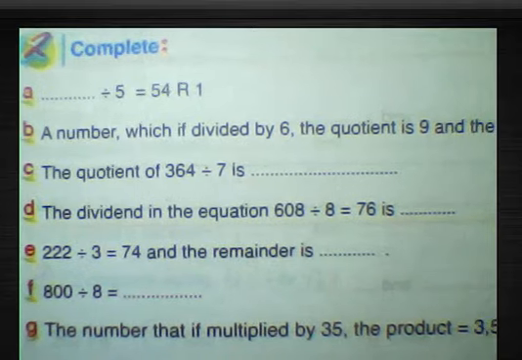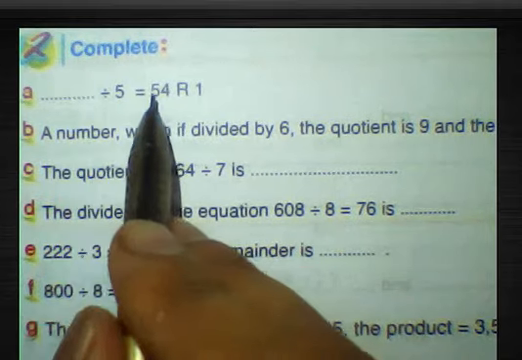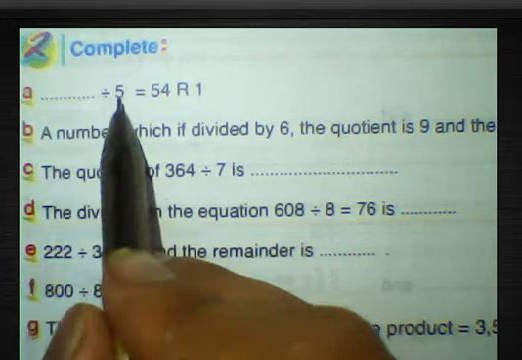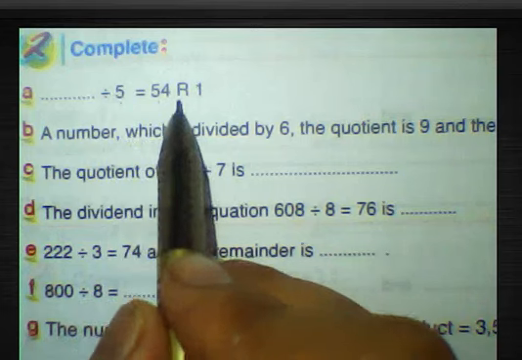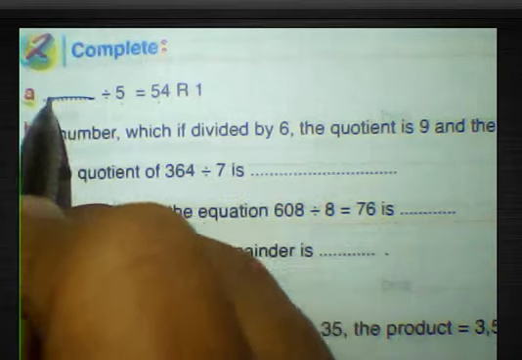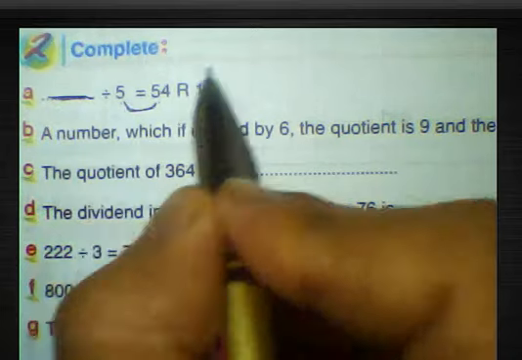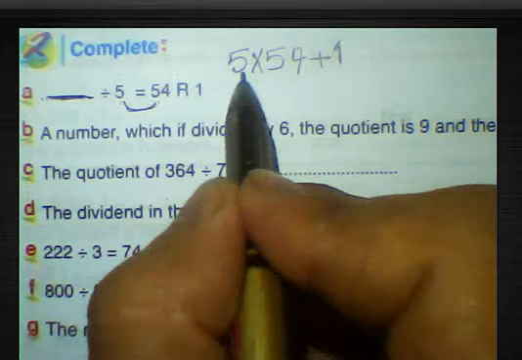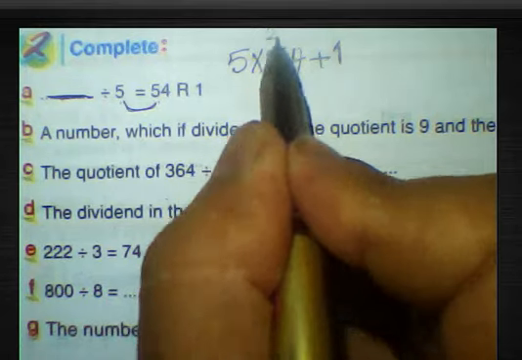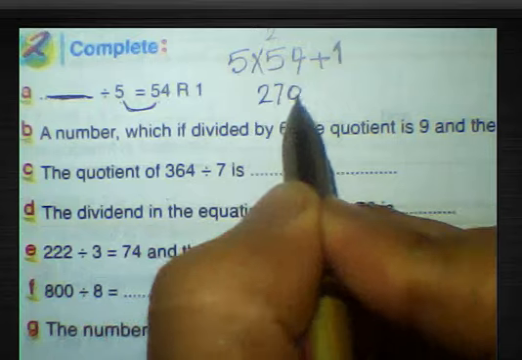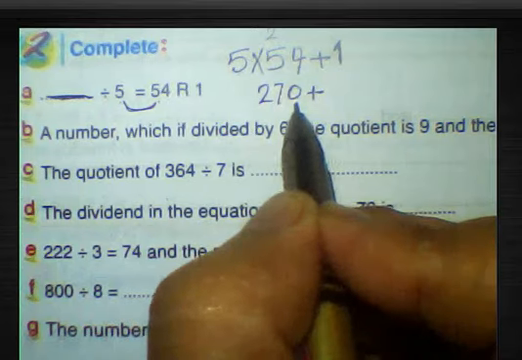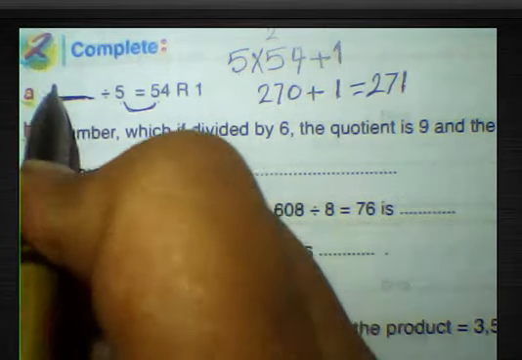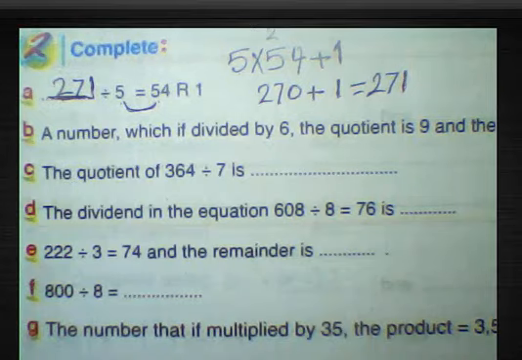Complete. Letter A. A number divided by 5 equals 54 and the remainder 1. You want to find the dividend. The dividend equals the divisor multiplied by the quotient plus the remainder. Then we can find this number by multiplying 5 and 54 and then adding the remainder. 4 times 5 equals 20, write 0 and carry 2. 5 times 5 equals 25 plus 2 equals 27. 27 and 0 behind it, the result will be 270 plus 1, which is 271. Then you can write 271.